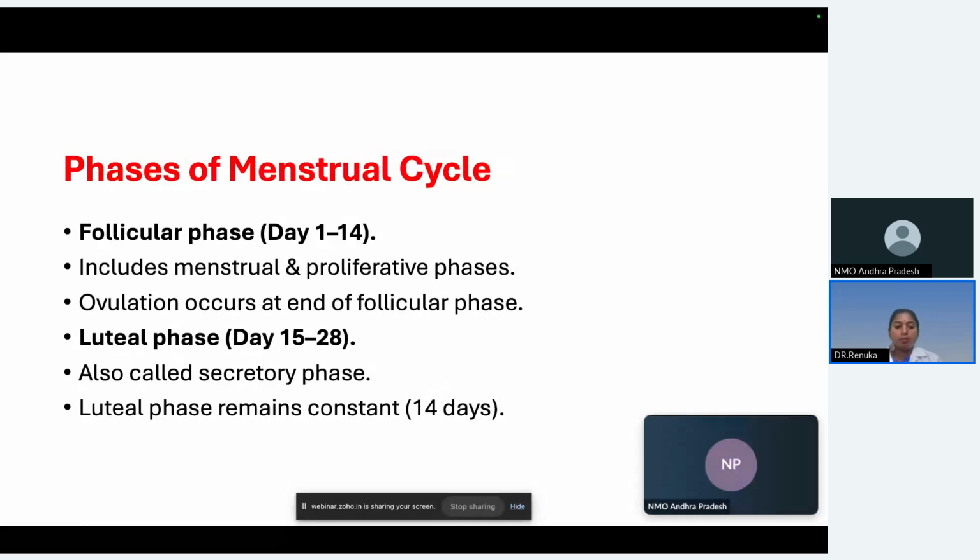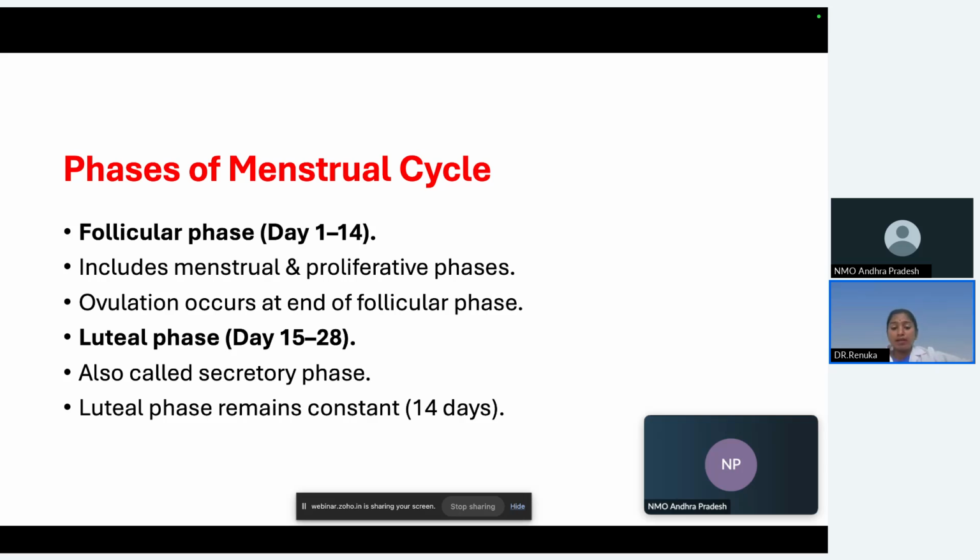Then this is a very, very important part, you will have to write this in your exam. Phases of the menstrual cycle. We have 2 phases, the follicular phase and the luteal phase. Follicular phase is from day 1 to 14. Luteal phase is from day 15 to day 28. First comes the follicular phase. Here we have the menstrual phase and the proliferative phase.